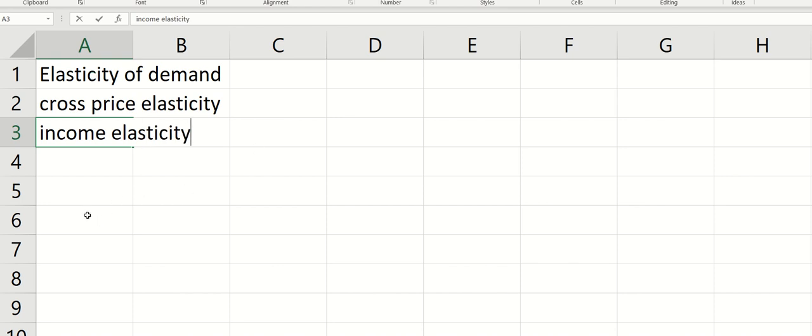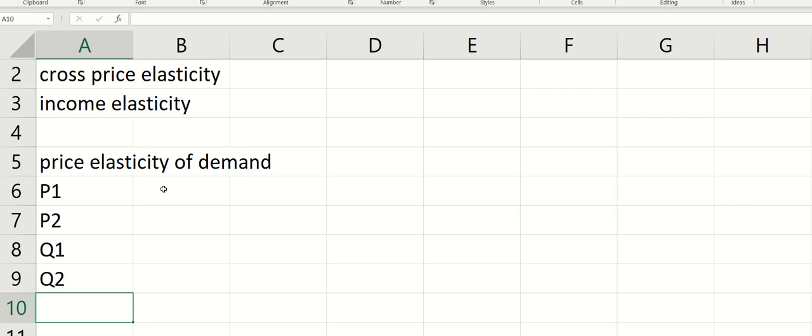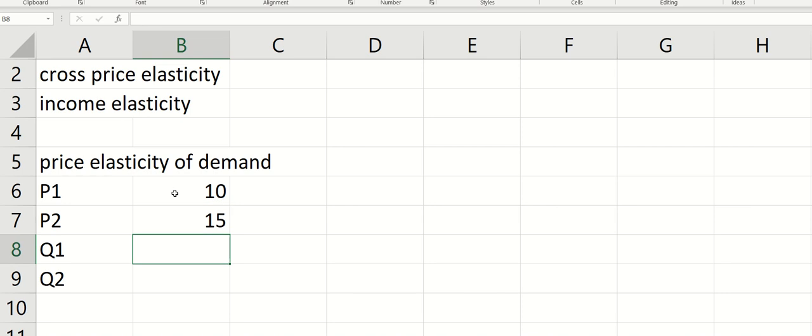Let's say for the price elasticity of demand, we have P1, P2, and then we'll have Q1 and then Q2. Now, I'm going to put some random numbers in here. So let's say we have 10, 15, and this would be 25 and 20.